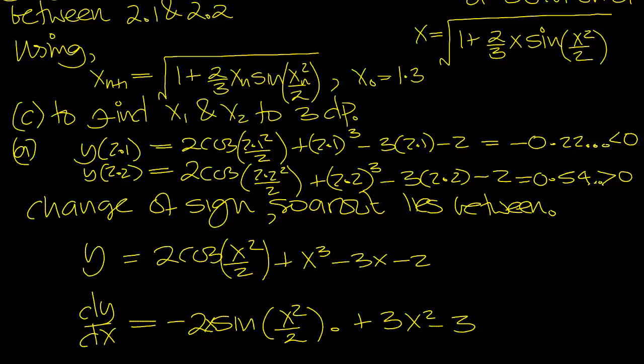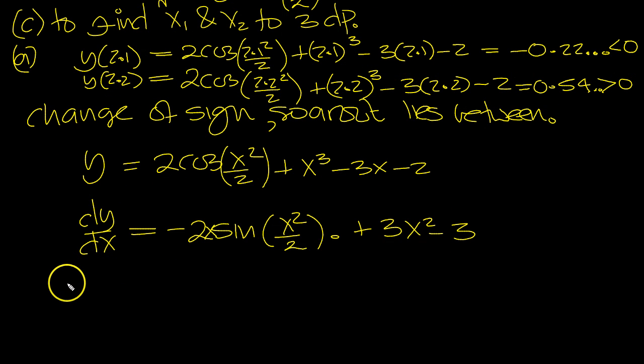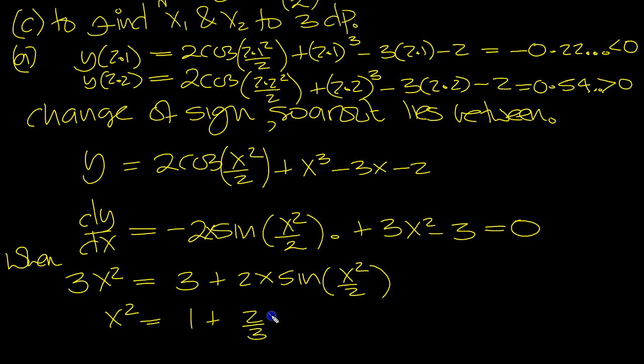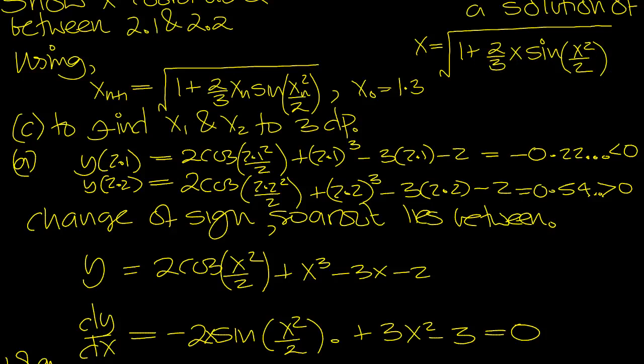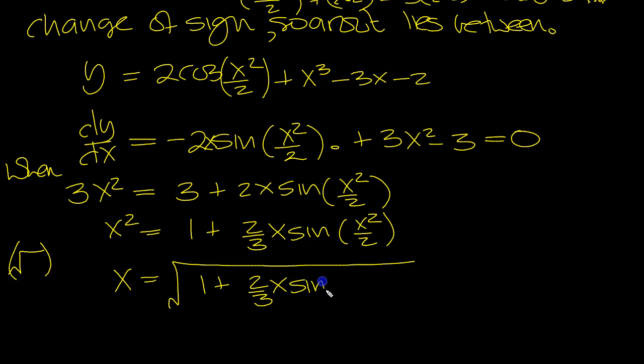So what we can do here is leave the 3x squared as is, and move these to equals 0 when 3x squared is equal to 3 plus 2x sine x squared over 2, or in other words, x squared is equal to 1 plus 2/3 x sine x squared over 2. We just had a look at what we needed to get, and we rearranged it accordingly. So square root both sides, then x will equal the square root of 1 plus 2/3 x sine x squared over 2, which is what we wanted to obtain.